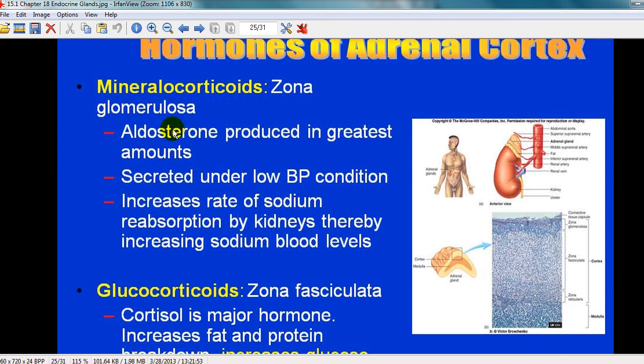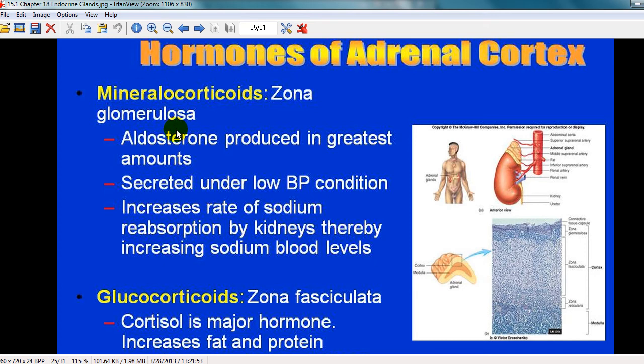The classification of the hormones that we associate with this release would be mineralocorticoid from the outer zone, the zona glomerulosa. 98% of the hormone that we're talking about here would be aldosterone, that we've mentioned already, secreted under low blood pressure conditions to increase the rate of sodium reabsorption by the kidneys and thereby increase sodium blood levels, as well as pull water with it to increase blood volume and blood pressure.